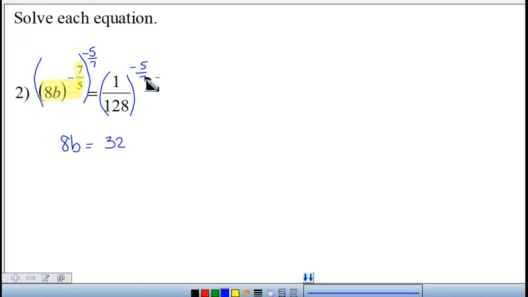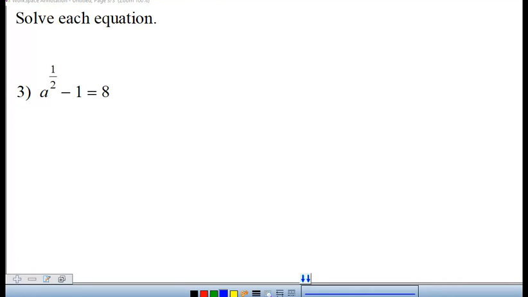Now this time, since the denominator of my reciprocal is an odd root, I do not need a plus or minus sign, and I can go ahead and just solve. I'm going to divide both sides by 8, so b is equal to 4.